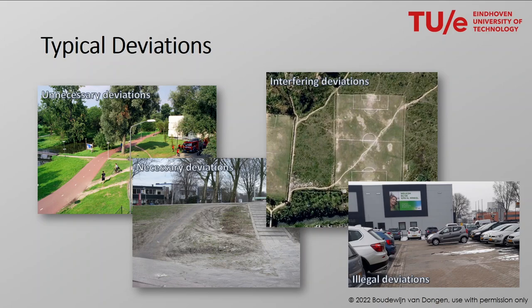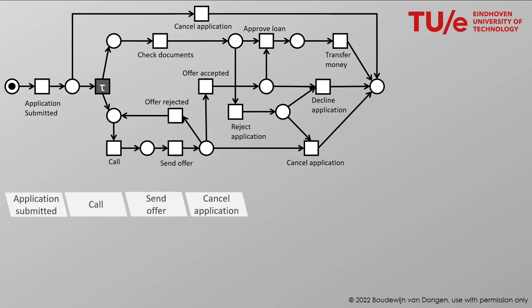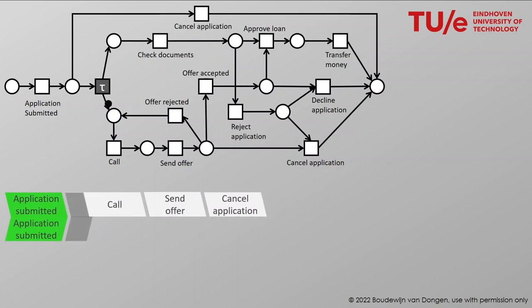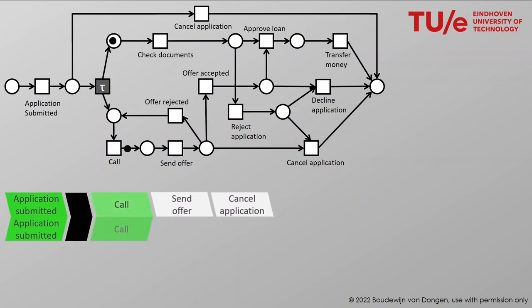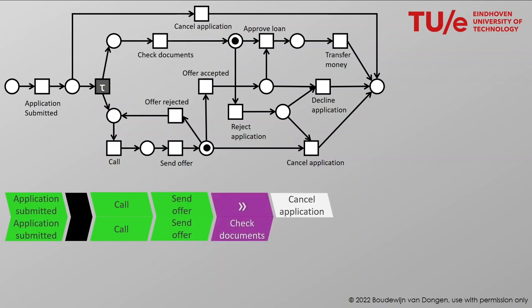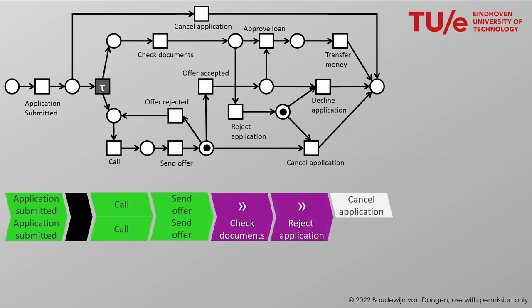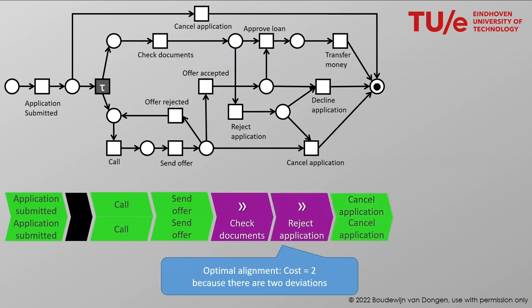Illegal deviations. So we are looking at alignments. We're looking at comparing logs and models. So where are these deviations? Well, suppose we have our favorite example again, and this event log. Application submitted. We call the customer, so we do a tau step, we call the customer. Then we send the offer, and now the application gets canceled. So how do we explain this? Well, we check documents, we reject the application, and we cancel the application. Optimal alignment, cost equals 2. Perfect explanation for this particular trace, right?